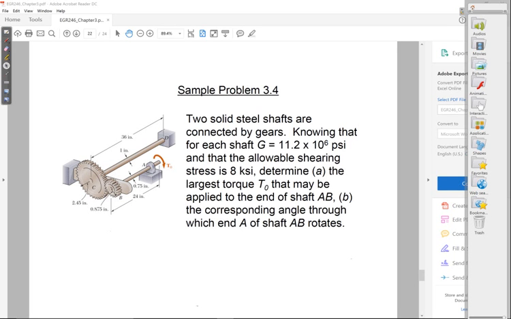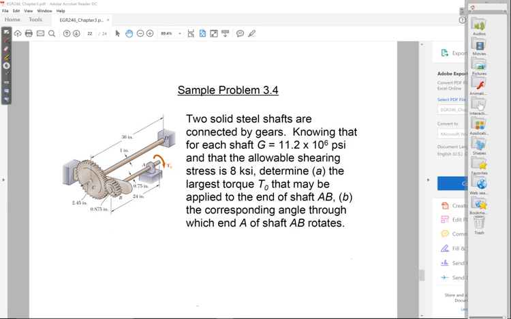And in this particular example, you can see that shaft AB is the input shaft, meaning it's got a free end. End A is free. That's where I'm going to be applying some torque, T sub 0. I'm going to apply some torque there, and then that torque is going to get transmitted to shaft CD.